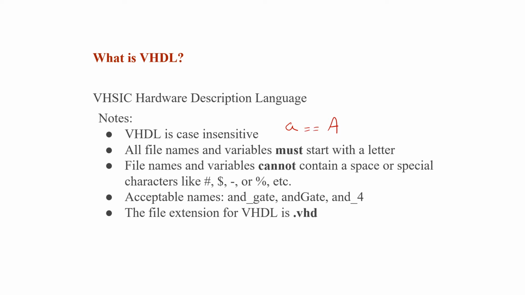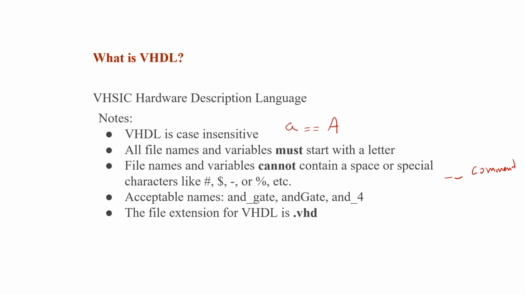The file name must start with a letter, and it can use underscores and numbers, but it cannot contain special characters or a space, or even a dash. Speaking of a dash, to add a comment in the VHDL language, you can type 2 dashes followed by your comment. So that's how you can write a comment in VHDL.